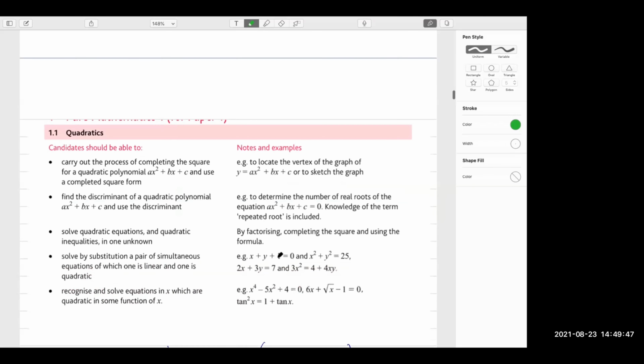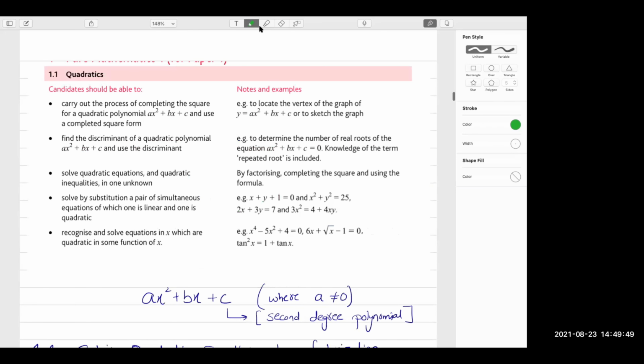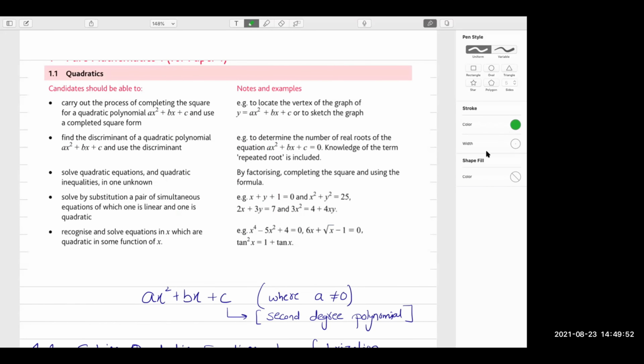clear? अब पेपर 1 में quadratics के कौन सी knowledge test होगी वो यहाँ पे मैंने लिख दी. Carry out the process of completing the square for a quadratic polynomial ax square plus bx plus c. Now everyone is going to be aware of this form of the quadratic expression. And by the way, polynomial मैं बताऊंगा क्या होता है. हम ये जो quadratic equation, linear equation होती है, ये basically polynomial होते हैं.